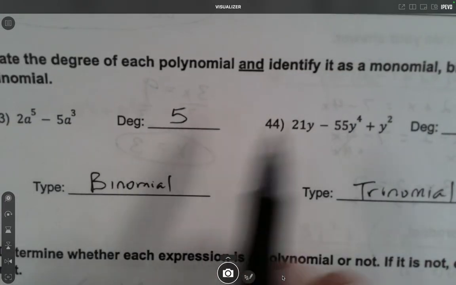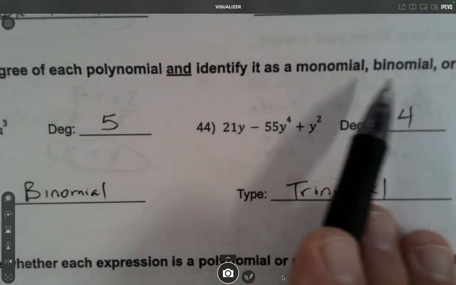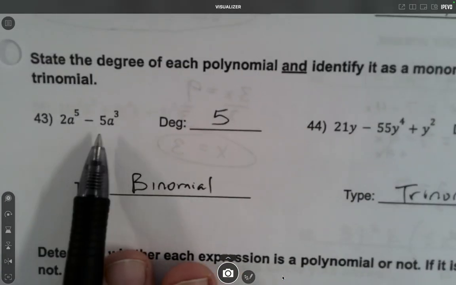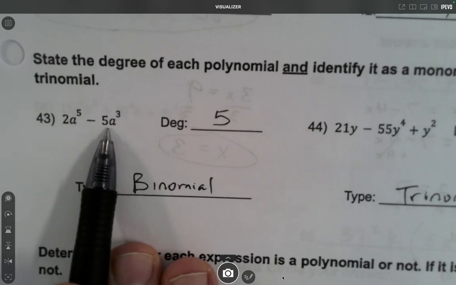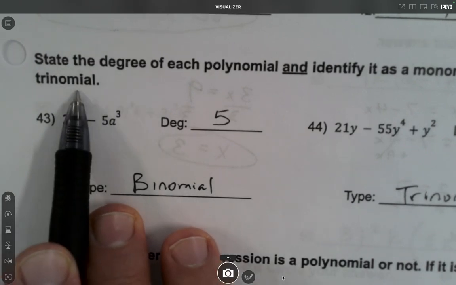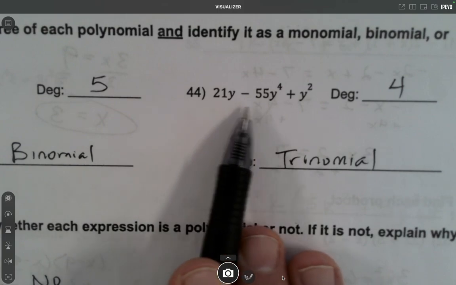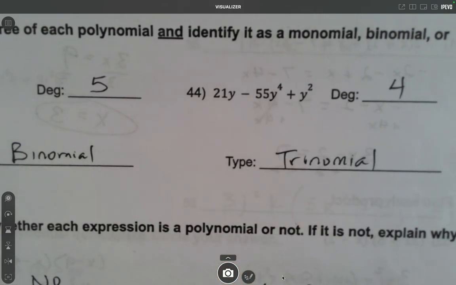Monomials, we don't have any of those here, are one single term. Binomials, which is what we have in 43, is 2 terms being added or subtracted. A trinomial is what we have in 44 because it's 3 terms being added or subtracted.